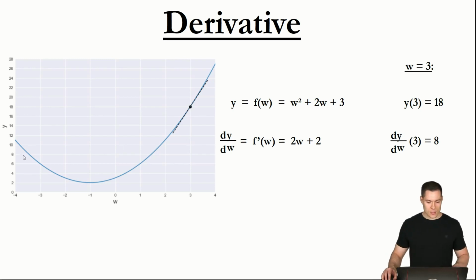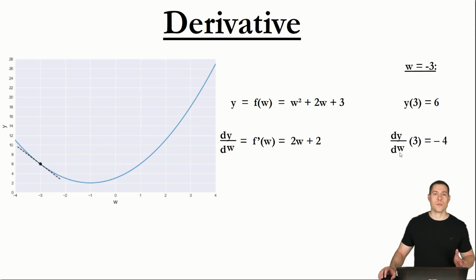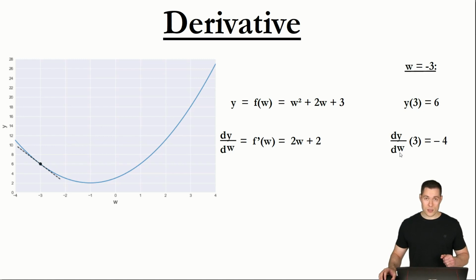And if we go to this other side here, where the slope is negative, then accordingly the y will decrease if we slightly increase our w. So to summarize, what the derivative of a function tells us is how our function will change if we slightly increase the variable of that function. And hereby it gives us 2 pieces of information.